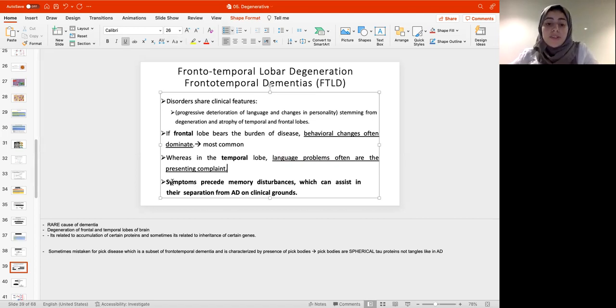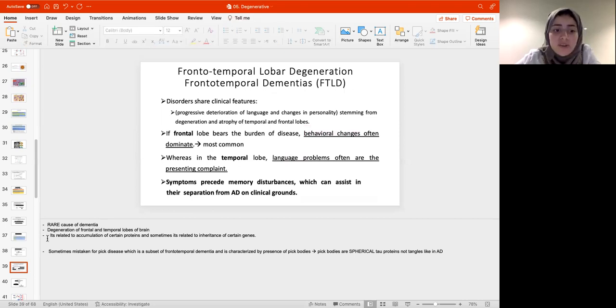Okay, so these symptoms precede memory disturbances, which can assist in their separation from AD on clinical grounds. That means they don't have memory disturbances as their initial complaint. They usually come with language problems or behavioral changes, and then they end up eventually with dementia, basically memory disturbances. In AD, they first come with memory disturbances. They're forgetful. They can't remember what time it is, for example, or what they ate yesterday. And it's also related to, again, accumulation of certain proteins, and it can even be inherited sometimes.